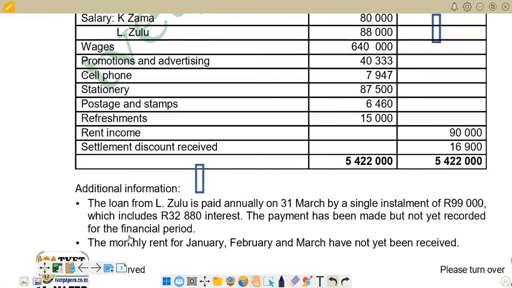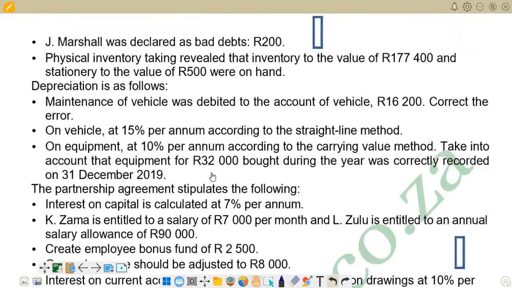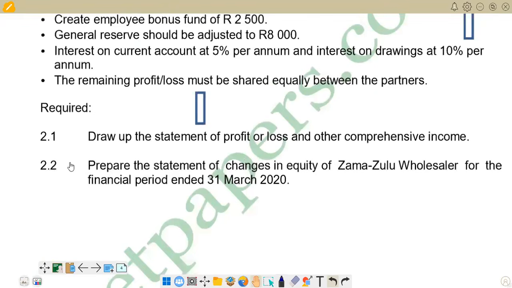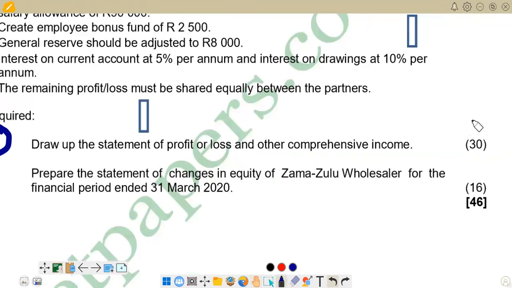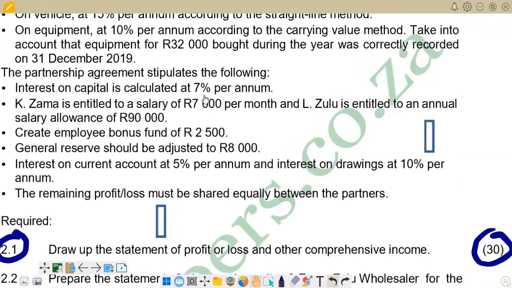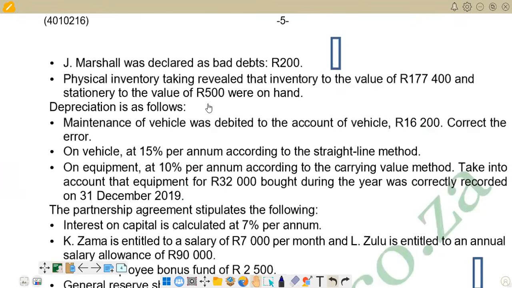Then we go to the next page. Also, we have additional information on the next page. And then on the required part, we are only going to be concerned about the first part for this video, 2.1. And 2.1 reads, draw up the statement of profit or loss and other comprehensive income. If you check the number of marks, we have 30 marks. So this is the first part of this question that we want to look at in this video.